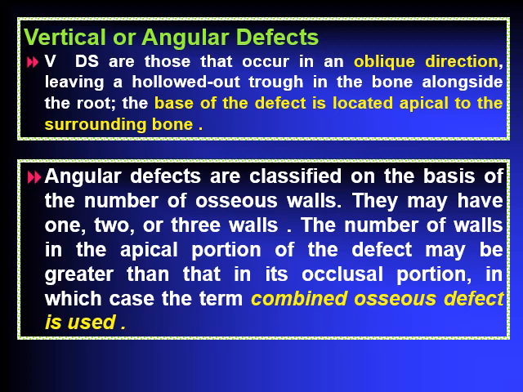You have to know the definition of the vertical or angular defect. Angular defects are classified on the basis of the number of osseous walls, in fact, on the basis of the number of intact or present osseous walls. They may have a one wall angular defect, a two wall angular defect, or a three wall angular defect. Or the fourth type is the combined osseous defect. The combined osseous defect occurs when the number of walls in the apical portion of the defect is greater than that in its occlusal portion. I will show you this in the next diagram.